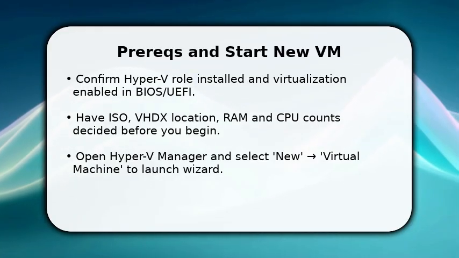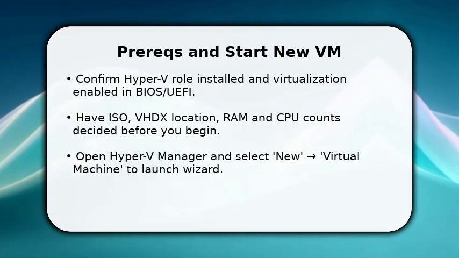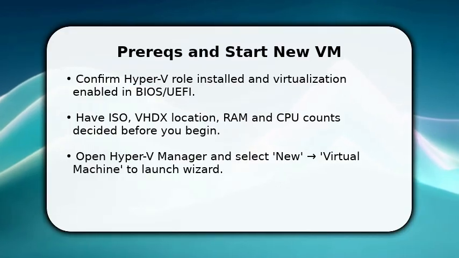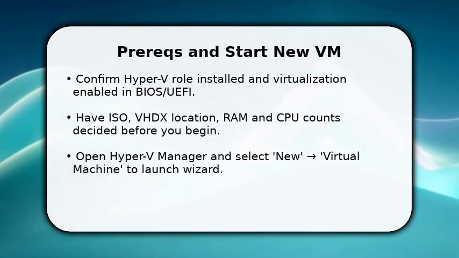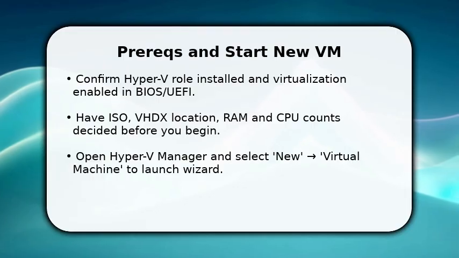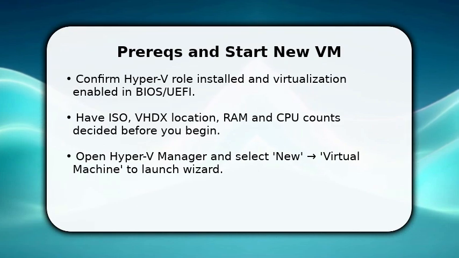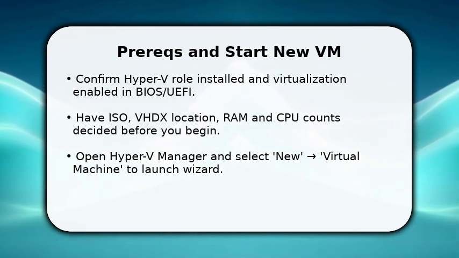You open Hyper-V Manager and click New, then Virtual Machine to launch the wizard. Follow the initial pages. Name the VM, choose generation, Gen 1 versus Gen 2, and set the installation options. This gets you into the configuration stage without delay, so the VM skeleton exists and is ready for detailed settings.